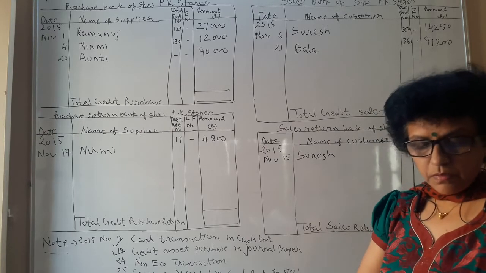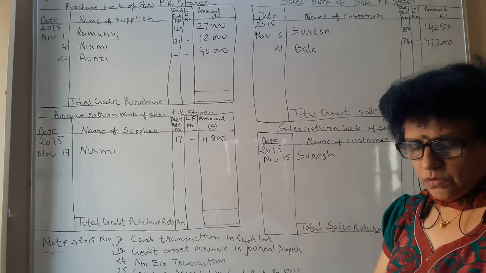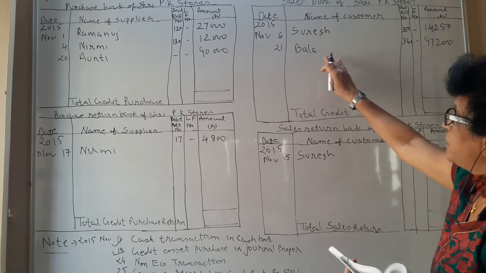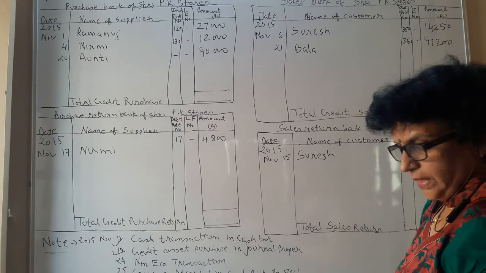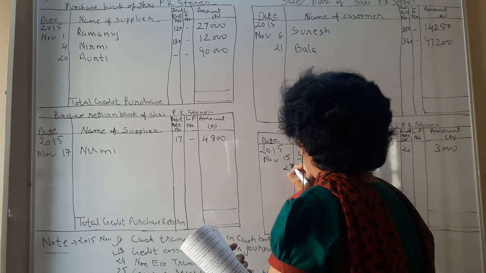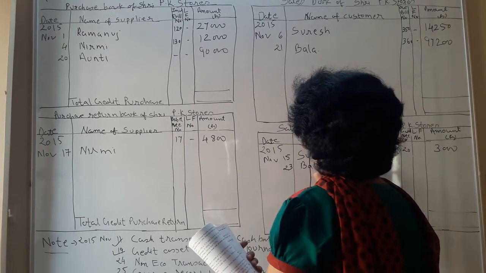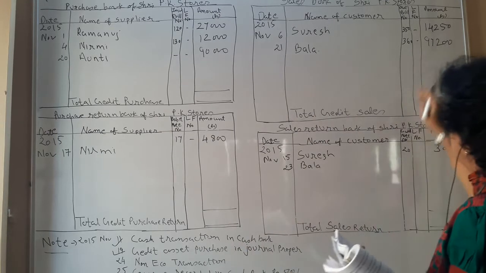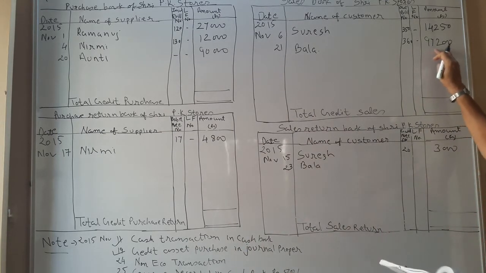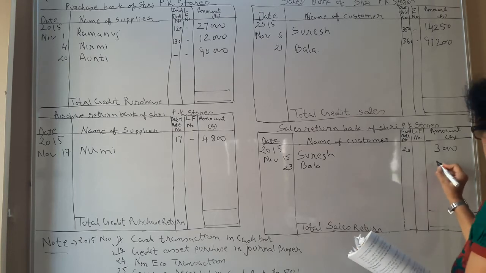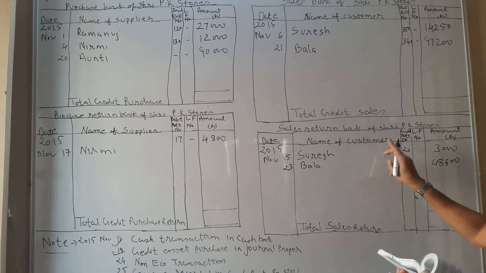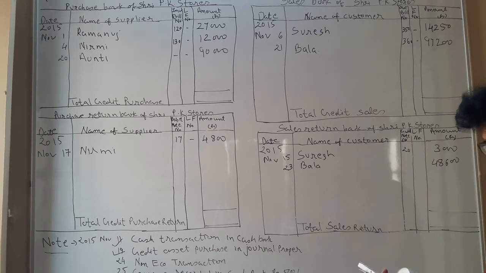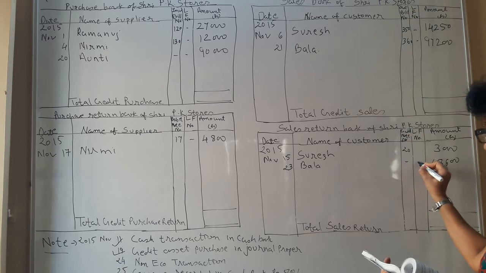Next, Bala returned half of the goods which we have sent to aunty. Now we have sold to Bala. She is returning on the 23rd. So on the 23rd, record Bala giving the sales return, half of the amount 97,200. The half of the amount becomes 48,600. Okay, that will go into the sales return book, and the credit note number is not mentioned, so we are not writing.